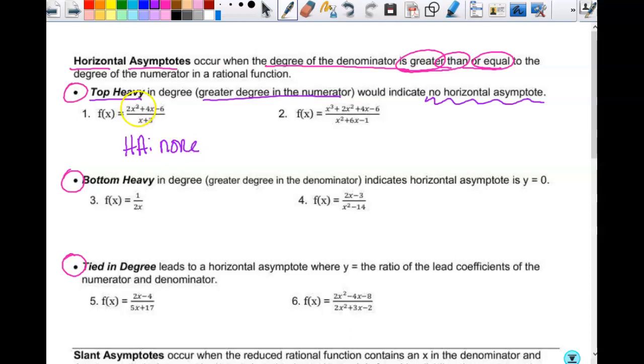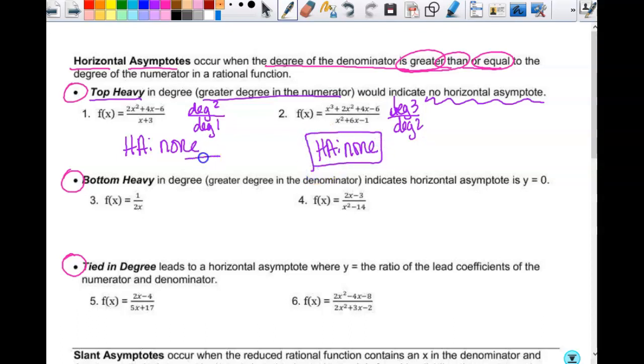That means, well, not more variables, it's the degree. This is degree 2 over degree 1. You don't have to do anything, there's nothing to solve for. So this is degree 3 over degree 2. Since this number is bigger than that number, we're just talking about the degree of the function. There's no work. We do not have a horizontal asymptote.